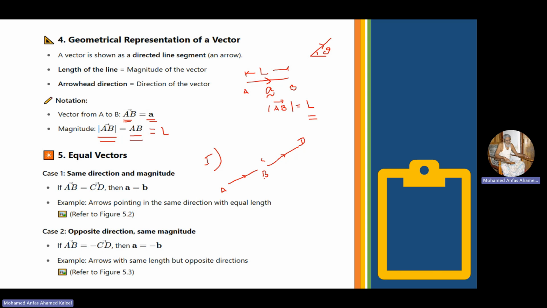Also, the length of AB and the length of CD are equal, which means vector AB and vector CD are equal. Meaning what? The magnitude and the direction should be the same. So if the two vectors are in one line, which means one direction, and the magnitude of AB and the magnitude of CD are the same, then vector AB and vector CD are the same.